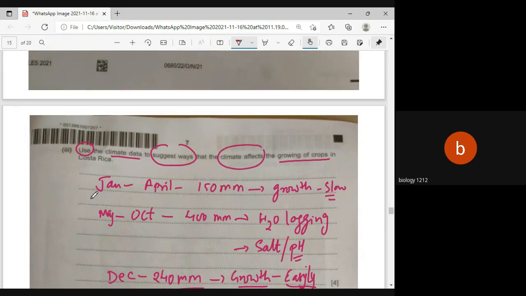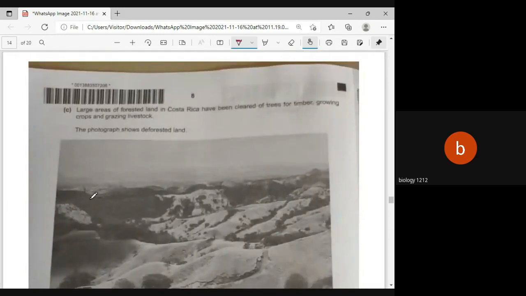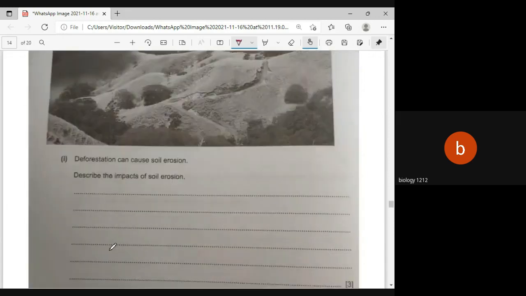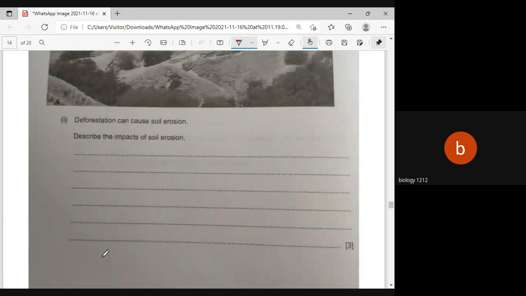Okay, going to the next page, eighth one here now. Large area of forested land in Costa Rica has been cleared of trees, that means they are doing deforestation for livestock and for crop. So this is the area what you can see is deforested, right? Describe deforestation impact on soil erosion. Now, this is a direct question, soil erosion, deforestation. Okay. You describe the impact of deforestation. So what is the effect of deforestation?